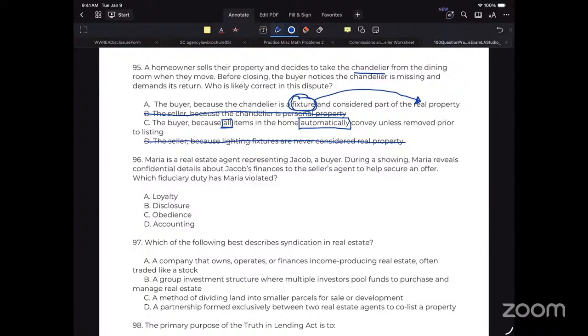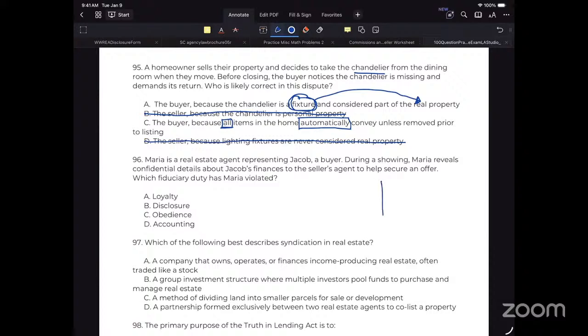Maria is a real estate agent representing Jacob, a buyer. During a showing, Maria reveals confidential details about Jacob's finances to the seller's agent to help secure an offer. Which fiduciary duty has Maria violated?